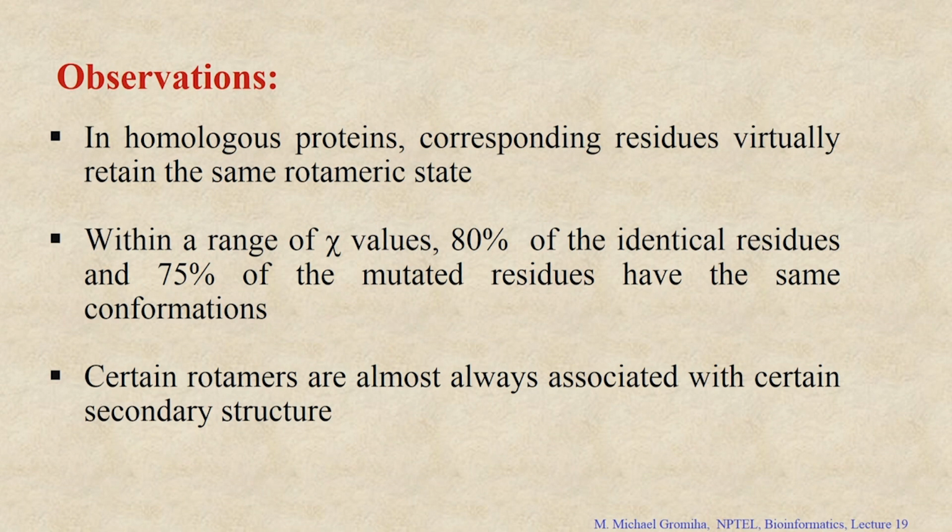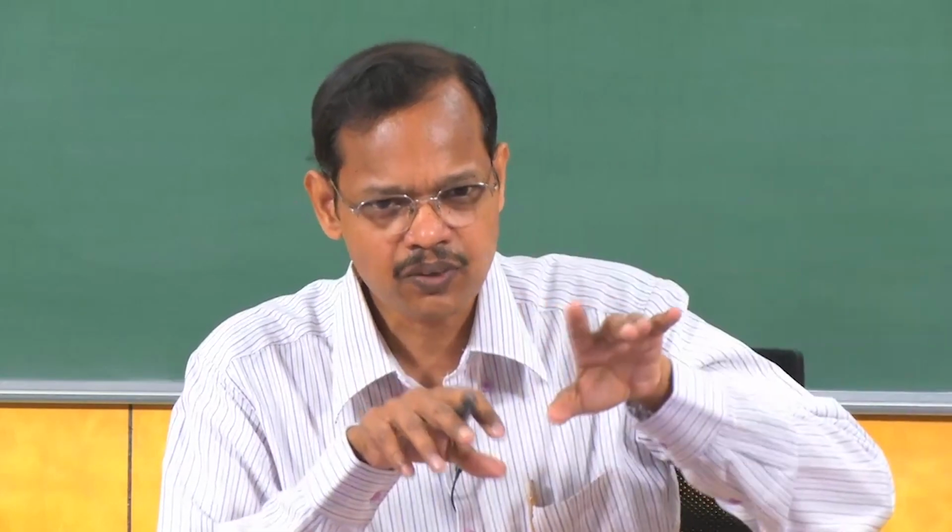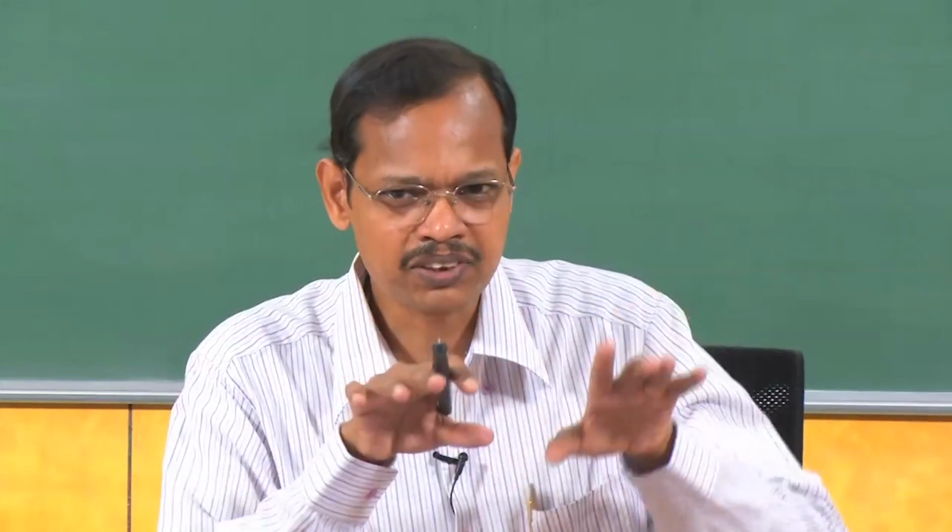Now, if you look into the data available in the literature, homologous proteins mainly retain the same rotameric state. If you take the chi values, 80% of the identical and 75% of the mutated residues have the same conformation; they do not change much. So, if we look into the original template structure and the target structure, the difference in conformation is less; more than 70% of the residues have similar conformations. So, now you have almost similar structures.